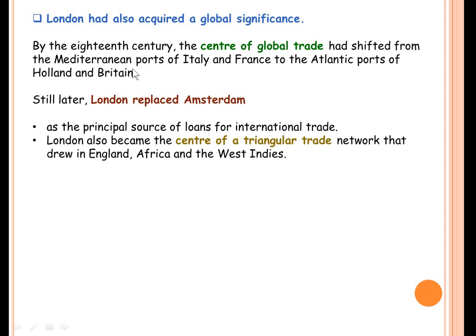So London replaced Amsterdam. Okay, so how did it replace? There are two main factors in how London replaced Amsterdam. It was the principal source of loans for international trade. It started giving loans for international trade. That was the first major change. It also became the most important center of the triangular trade network that drew in England, Africa, and the West Indies. So loans were given, and the main triangular trade center between these three places was London.